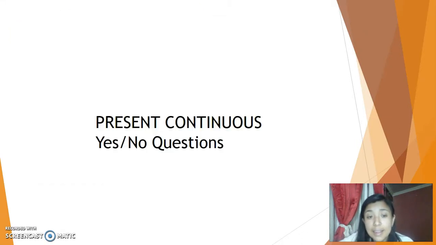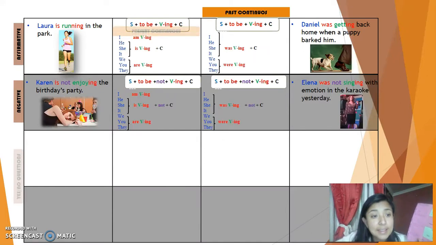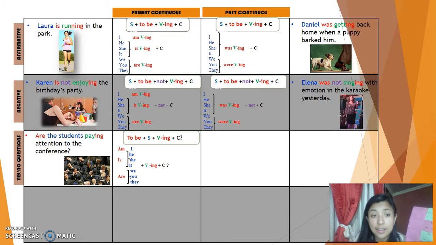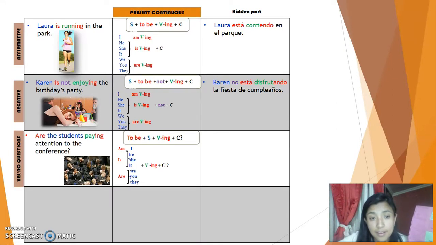Now let's keep going with the third row. On the third row we will have present continuous yes/no questions. Here we have the sentence: Are the students paying attention to the conference? The formula: the to be goes in front and the other components of the formula stay the same. And at the end, we have to add the question mark.